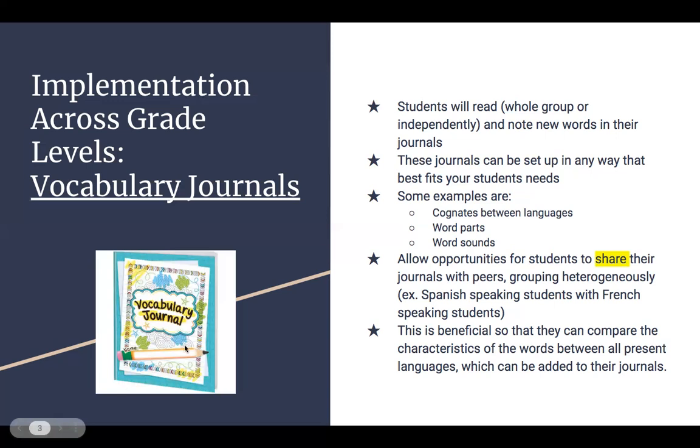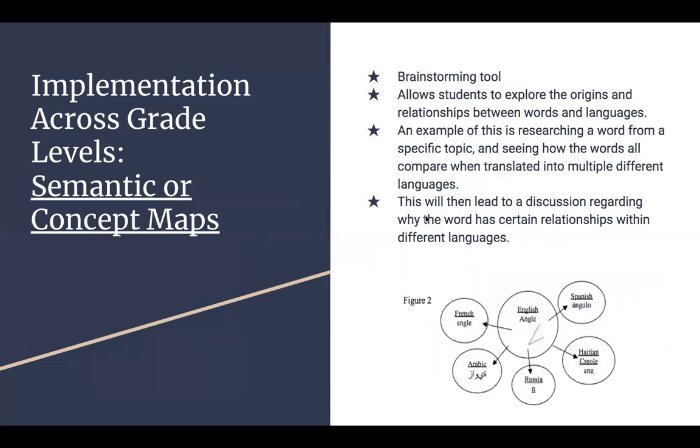And this is just a picture here. Like I said, the vocabulary journals can be set up in a way that fits your needs. So for example, if I was doing cognates, I might have it listed with the word in English and then listing its cognates underneath. Or you could list the word in your home language. Like I said, I'm going to be using Spanish for sake of example, and then listing the cognates underneath that in the other languages.